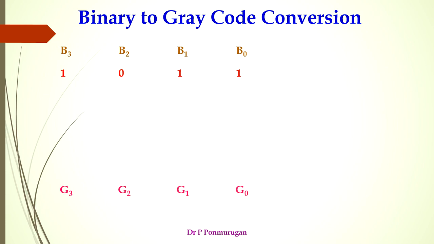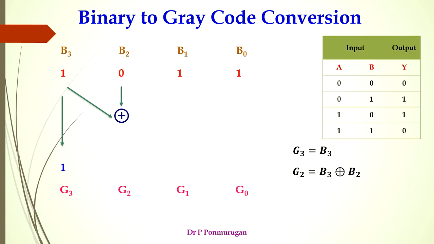Consider this example. We need to convert each bit to its equivalent gray code. For the MSB, G3 will be exactly the same as B3, so it is 1 here. For the next bit G2, an exclusive OR operation has to be performed with the bits B3 and B2. B2 is 0 and B3 is 1. The exclusive OR operation has to be done with these two bits, and we can refer to the exclusive OR truth table here. It will be 1 for the bits 1 and 0, so the resultant G2 bit will have a value of 1.